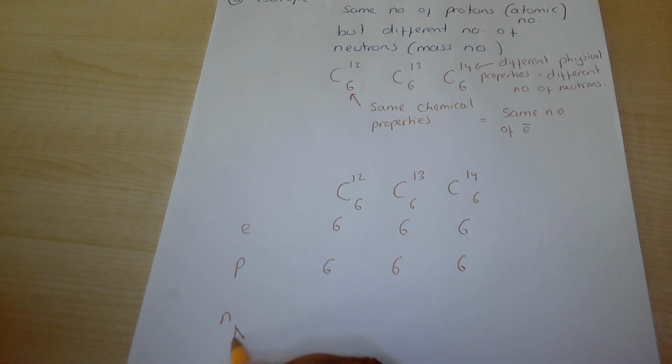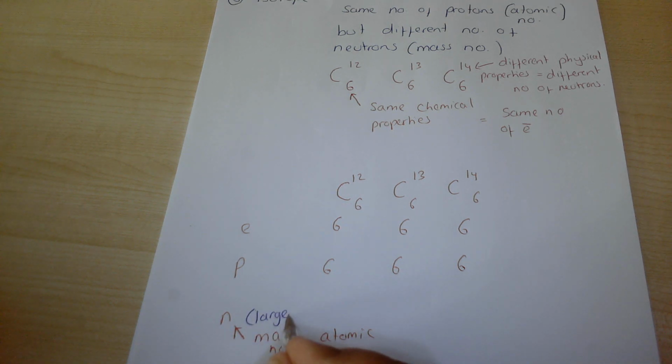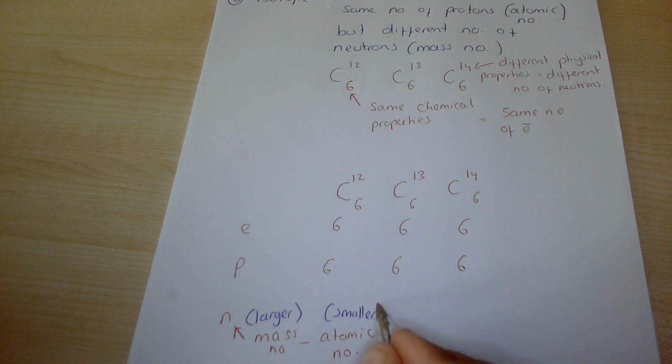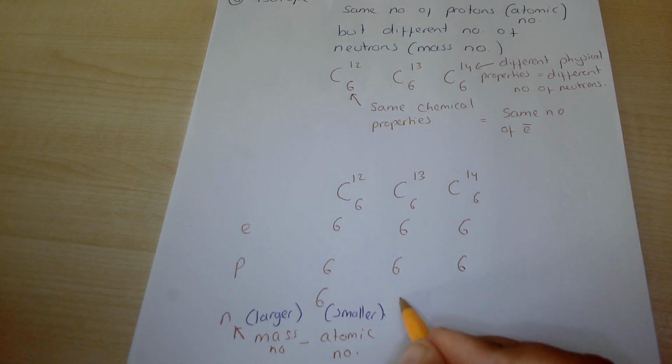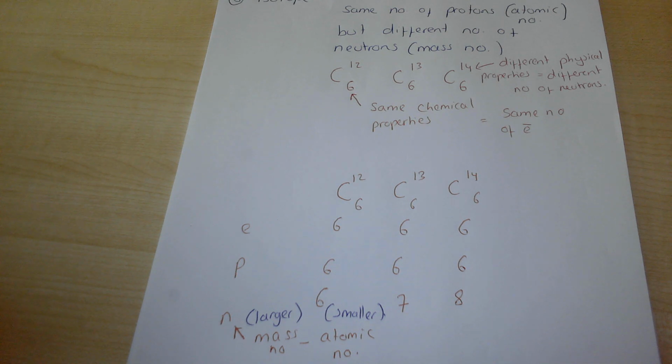And the number of neutrons is equal to the mass number minus the atomic number. Remember the mass number is the one that's larger, and the atomic number is the one that's smaller. So for this particular one, we do 12 minus 6 is going to be 6, 13 minus 6 is going to be 7, 14 minus 6 is going to be 8, and this is then calculating the electrons, protons and neutrons.